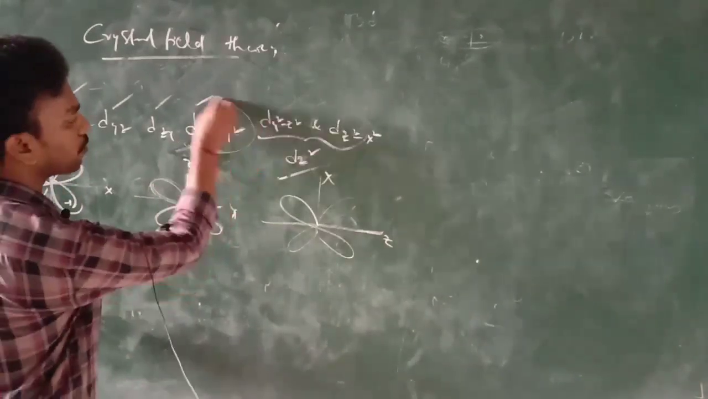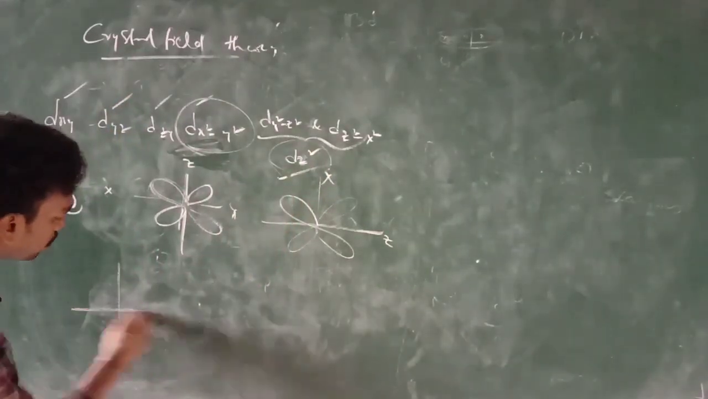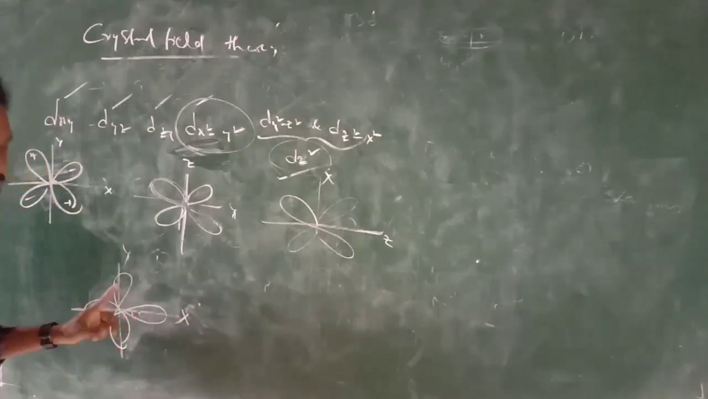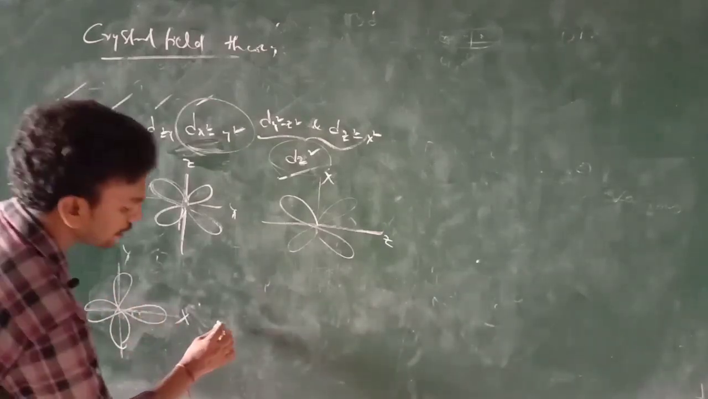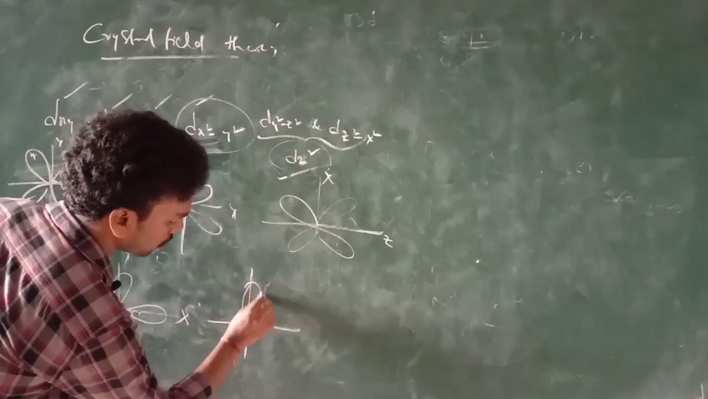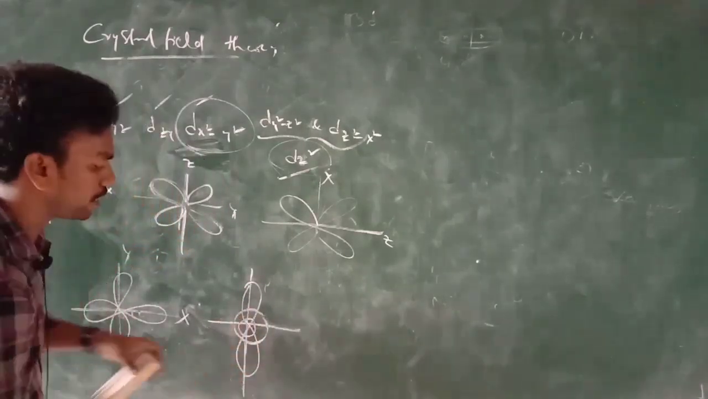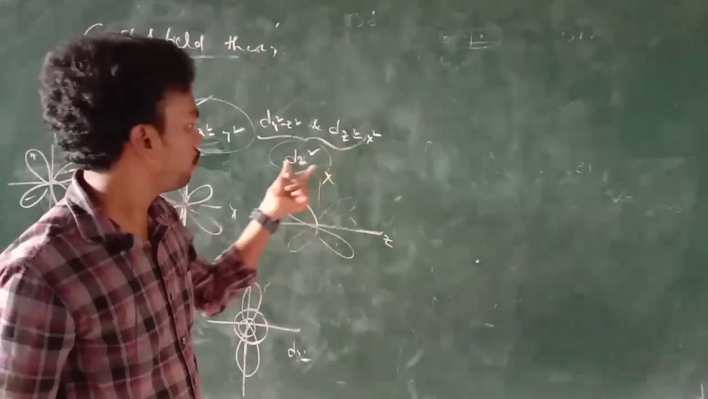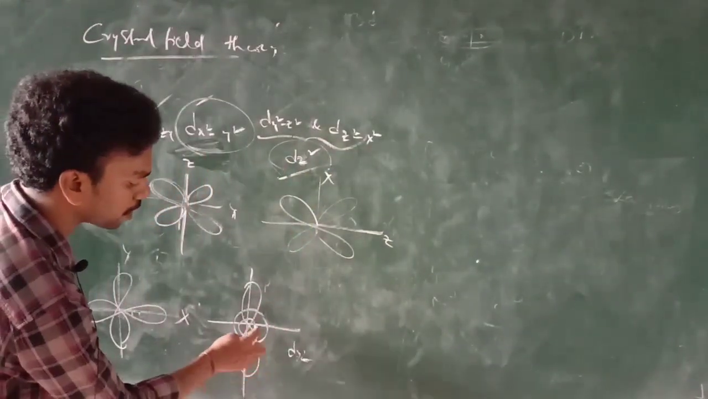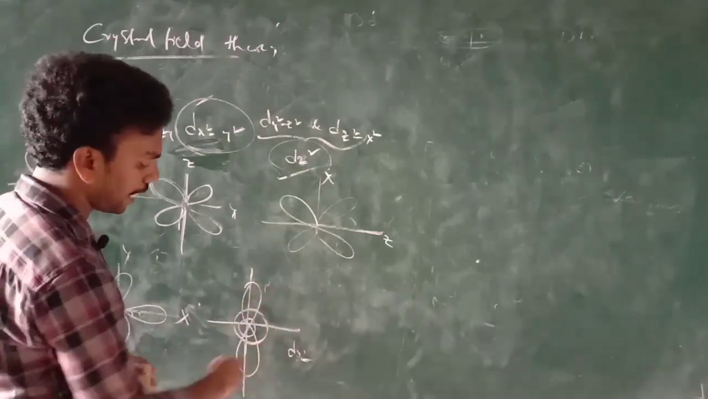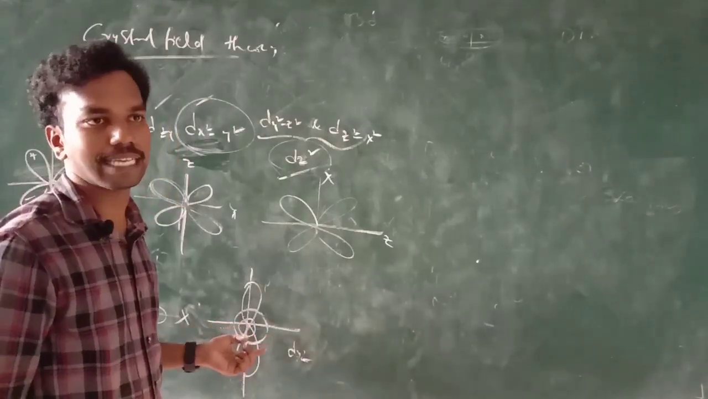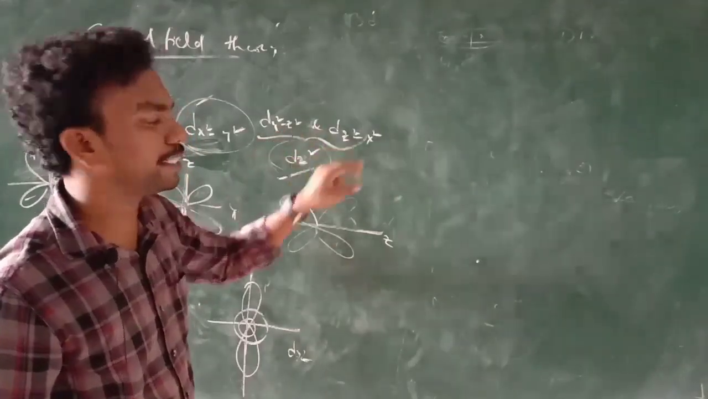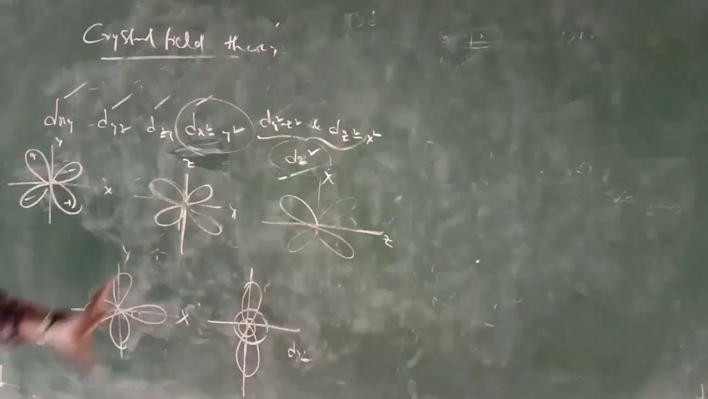And the remaining two are dx square minus y square and dz square. In dx square minus y square, the lobes are along the x and y axes, which means the electron density is along the axes. Now dz square is a linear combination of dy square minus z square and dz square minus x square. Its lobes are along the z axis, and there is also some electron density along the y and x axes. These are all the 5 d orbitals.